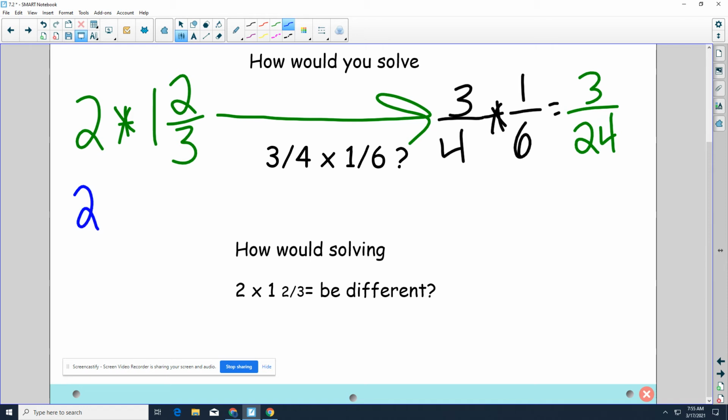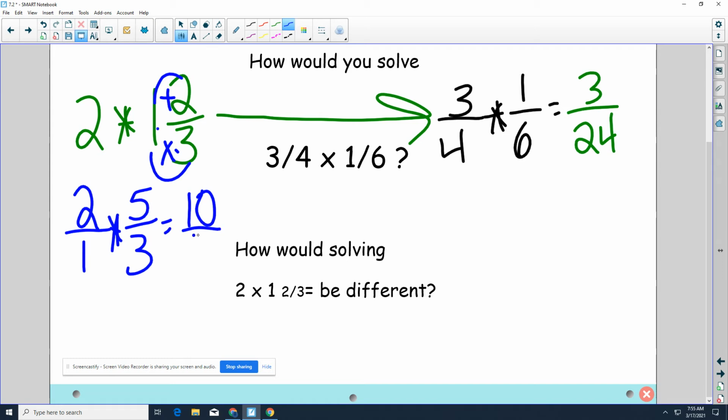So what I'm going to do is put my whole number over 1 because I know 2 divided by 1 is 2. And I'm going to go ahead and make this an improper fraction. It makes it easier for me to multiply. So I know 3 times 1 is 3 plus 2 is 5. So I get 5/3. And now it looks just like the problem we had over there. I get 10/3. But I don't want to leave it like that because if I was to go to the deli and ask for 10/3 pounds of meat, they might get a little confused.